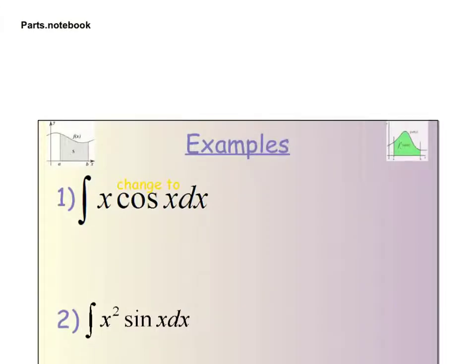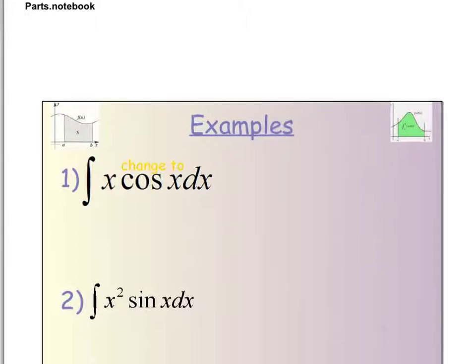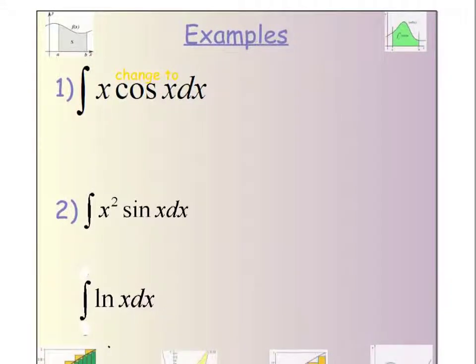So let's work some examples. Number 1. I don't know if your manuscript has been changed to x cosine of x dx, but that's what number 1 should be if it is not already. So we are going to integrate x cosine of x dx.